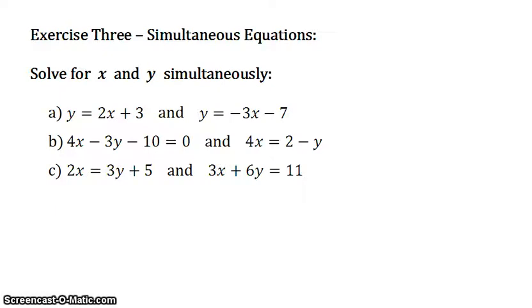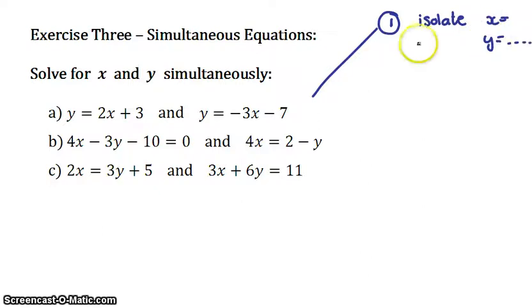Right, let's look at the answers to the simultaneous equations exercises. Let's quickly remember the steps. There are different ways to do it, but step number 1, you isolate one letter. So you get either x is equal to something or y is equal to something. Step number 2, substitute this into the other equation.